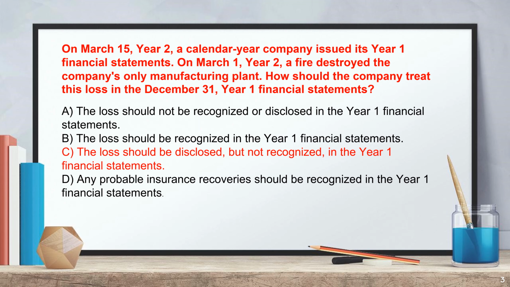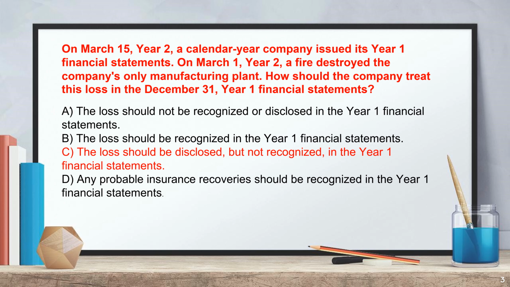The correct answer is C. Why? This event is a Type 2 subsequent event. The fire occurred after the balance sheet date, so it is unrecognized. But it must be disclosed to keep the financial statements from being misleading. Always remember, Type 2 events aren't recognized but disclosed.